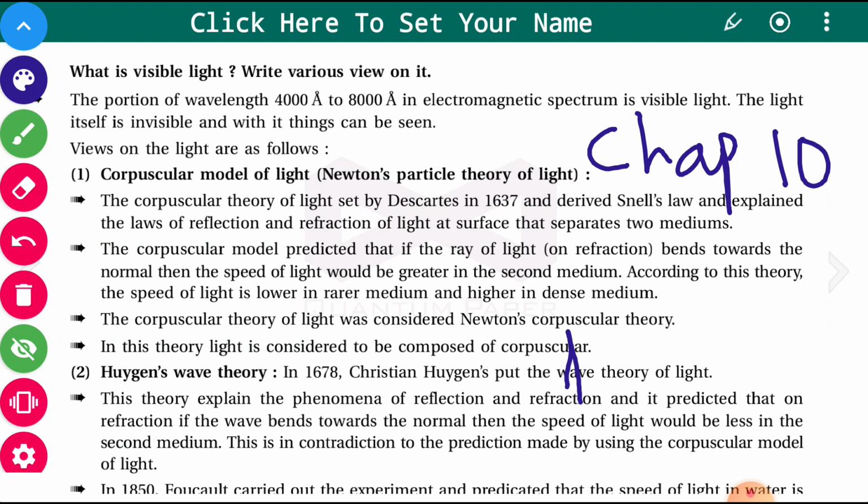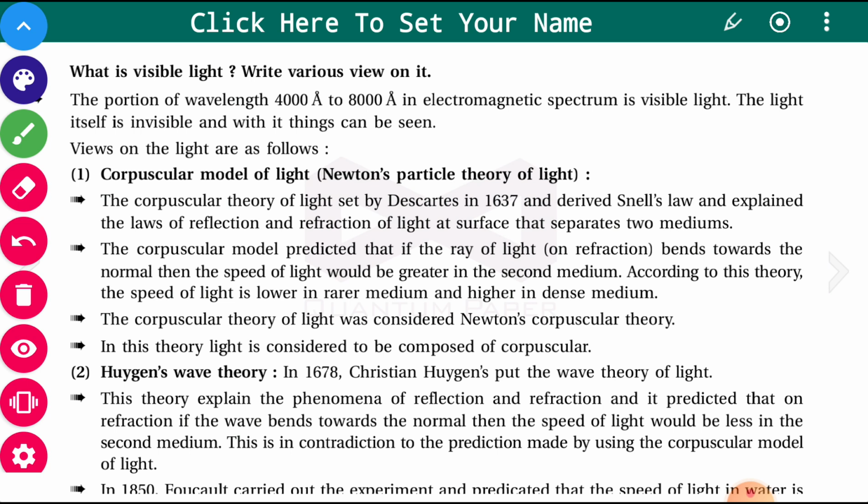The light itself is invisible, and with it things can be seen. You can see the objects with the help of light. Now, views on the light. First is Newton's particle theory of light.